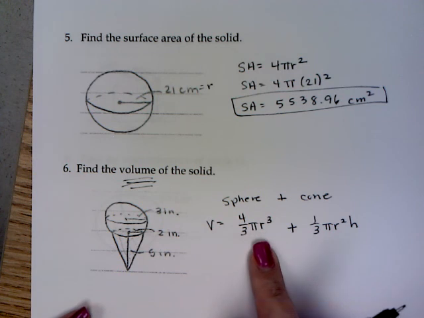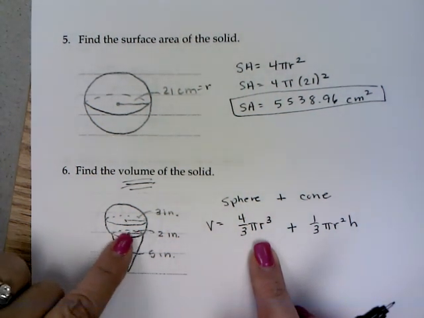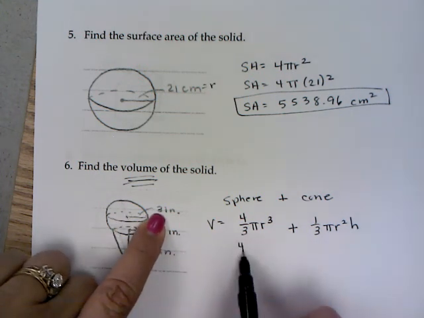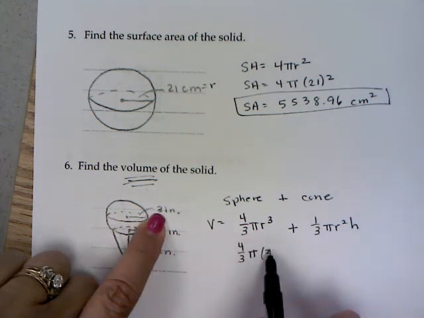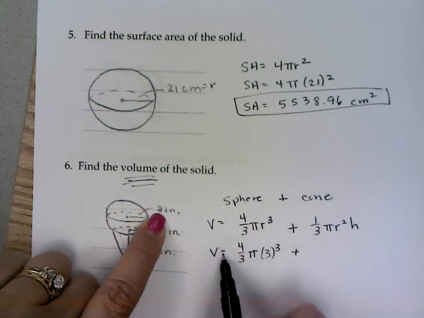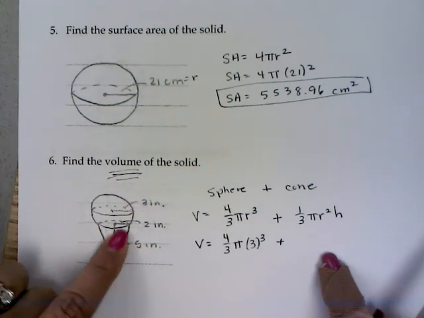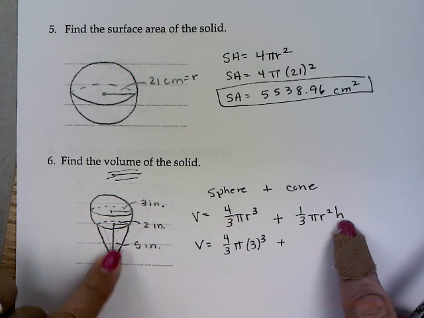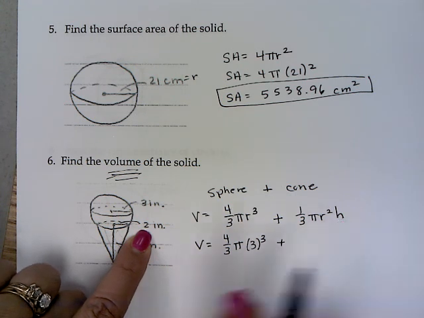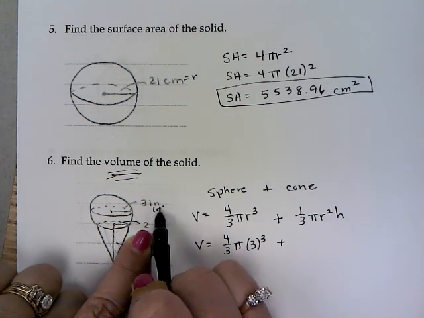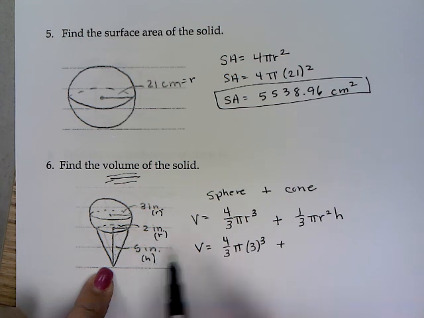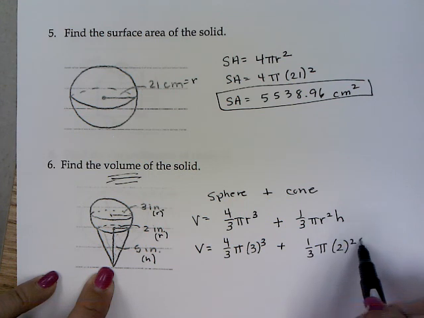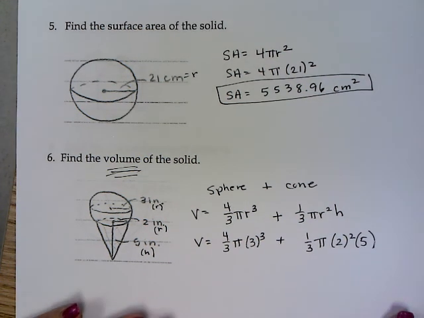So looking first at my sphere, I need to make sure I have a radius. So looking at my sphere, I have a radius right here of 3. So I have 4/3 pi 3 cubed. Okay, looking here at my cone, I need to have a radius and I need to have a height. A height is an inside height. So here I have 2 for my radius and 5 is my height. So I have 1/3 pi r squared times my height.